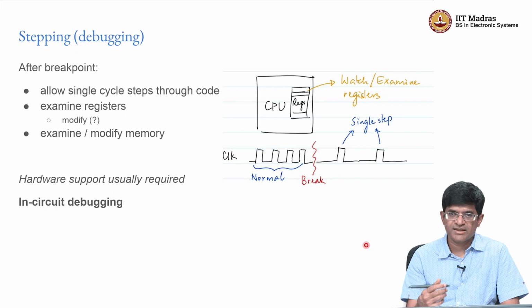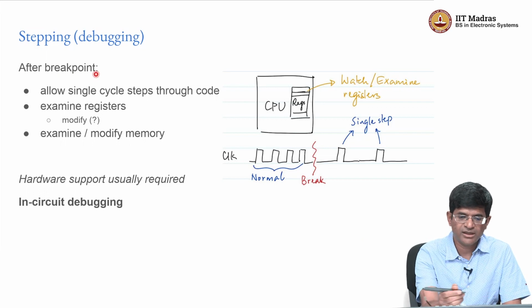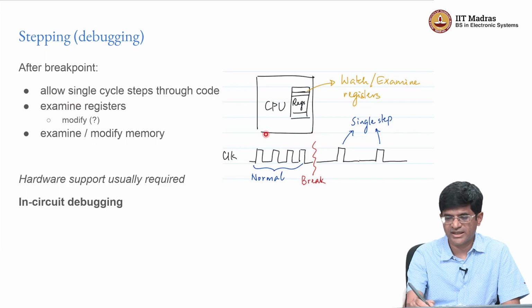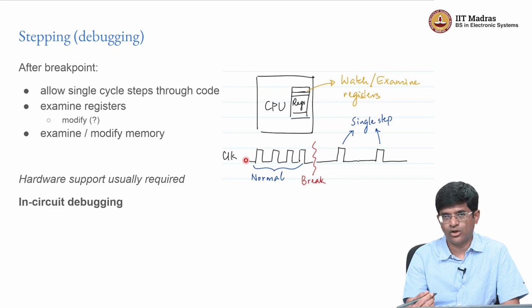So this whole idea of stepping for debugging, right, essentially means that after the breakpoint, you can allow single cycle steps through the code, and an illustration of that is shown over here. Basically, you have a CPU which has its own internal registers, and you have a clock associated with the system, right. The normal behavior of the clock is that it's a square wave in the form of an electrical signal, which goes between, let's say, 0 volts, which is ground, and some VDD, which is a high voltage. So the clock is just an electrical signal that toggles between two values.